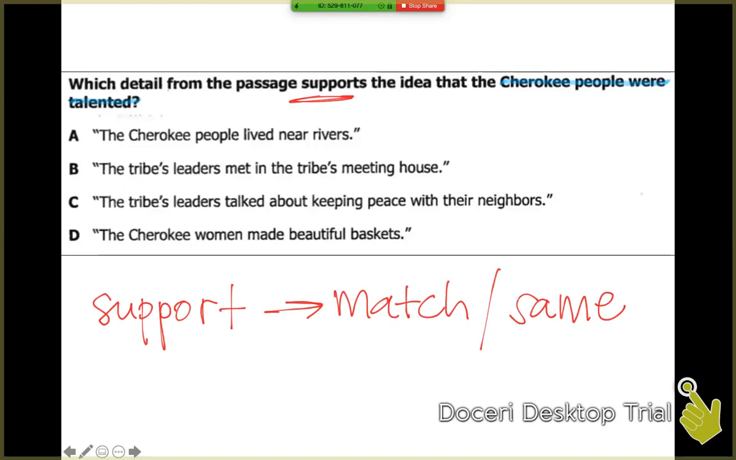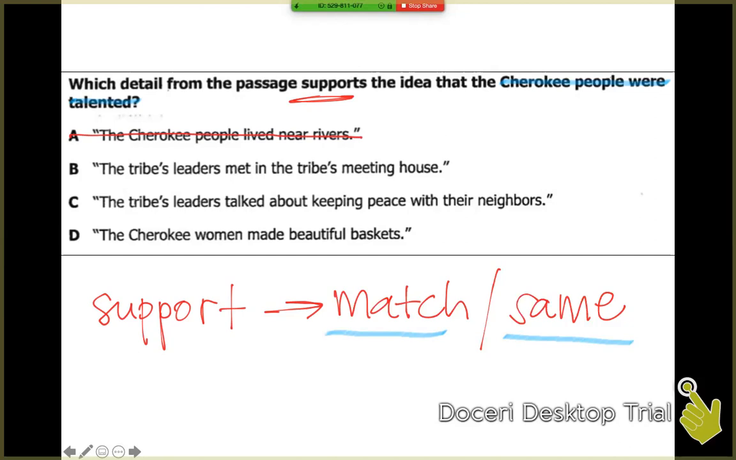Now remember, back in our story, it talked about the word talented, how it meant they were really good at a certain thing. So I want to find which of these 4 sentences supports or matches or says the same thing as them being talented. Okay, so choice A says that the Cherokee people lived near rivers. While that might be true, the fact that they lived near rivers does not tell me how they were talented. I need to find one of their talents, one of their skills that they were really good at. Them living near rivers is not one of the reasons why they were very talented. So I can slash and trash choice A.